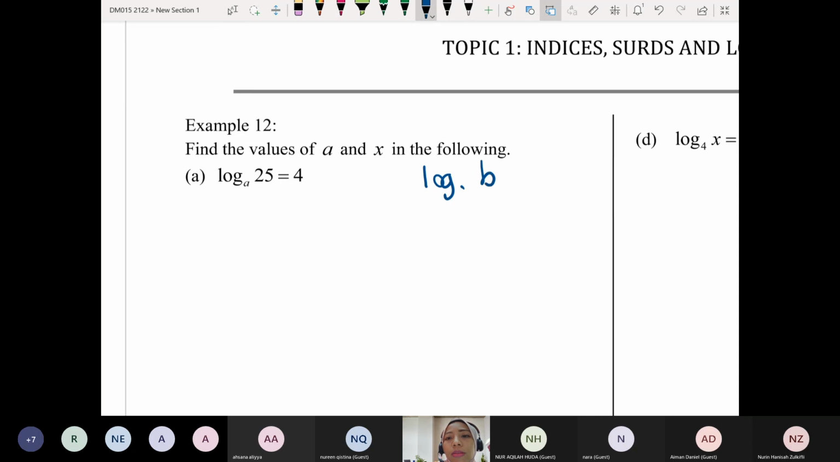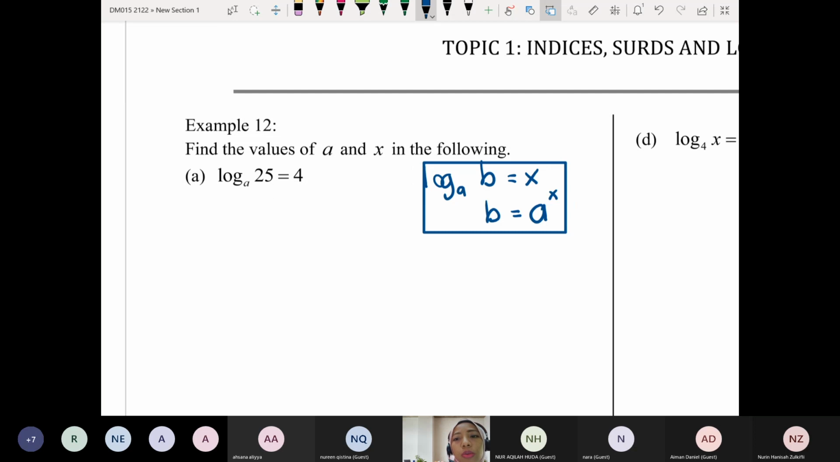Log B base A equals to X is also equals to A to the power of X equals B. Dekat log, A adalah base. Dekat index yang bawah ni yang cikgu akan tulis ni, A dia adalah besar macam tu. So ini you memang kena hafal lah. Okay, so jadinya kita nak buat apa ni?